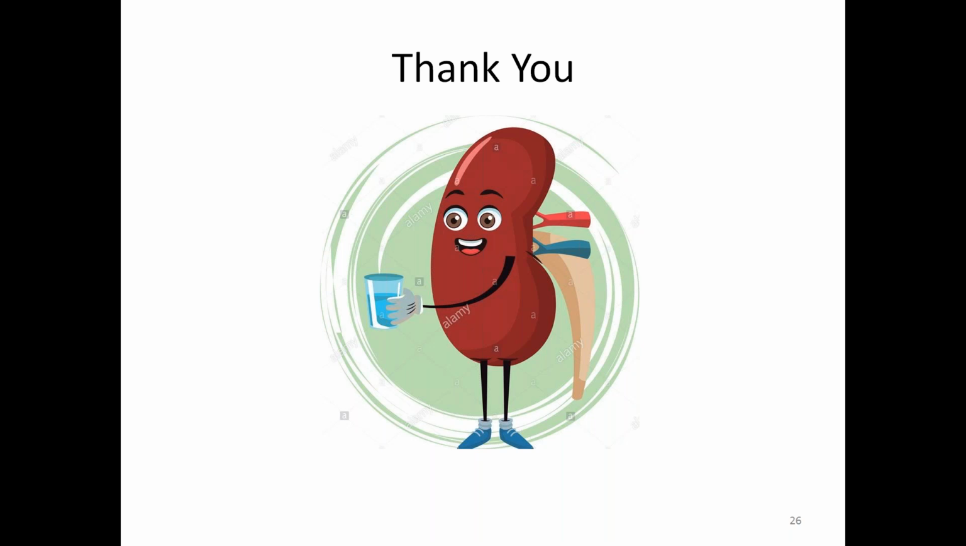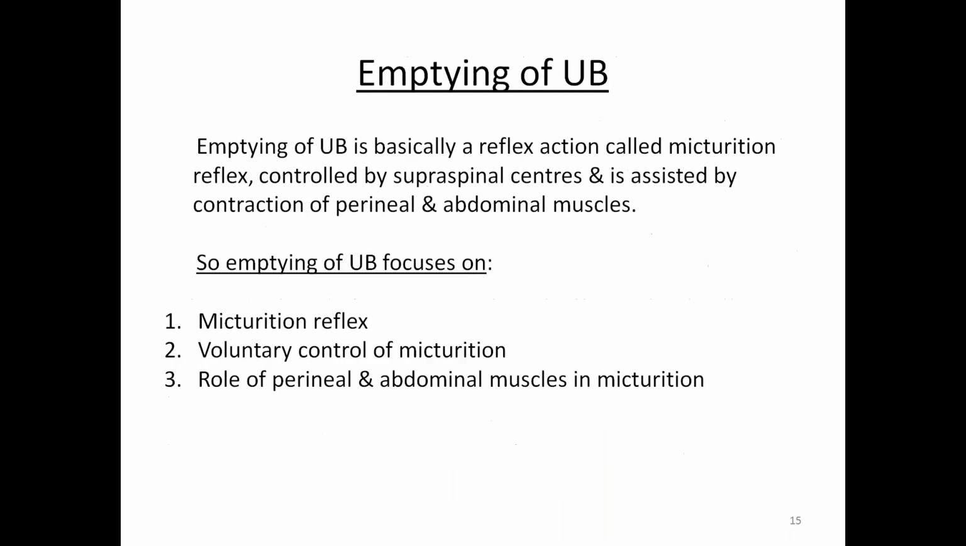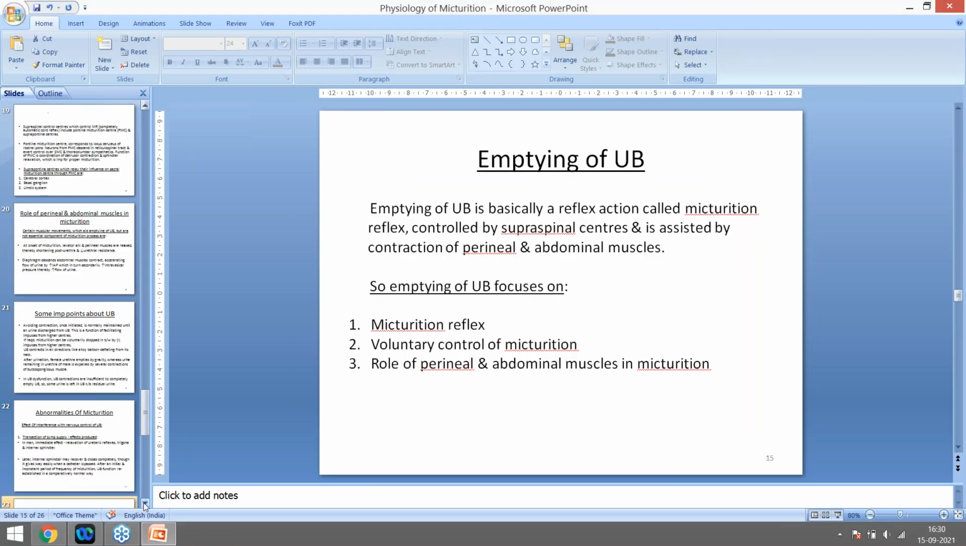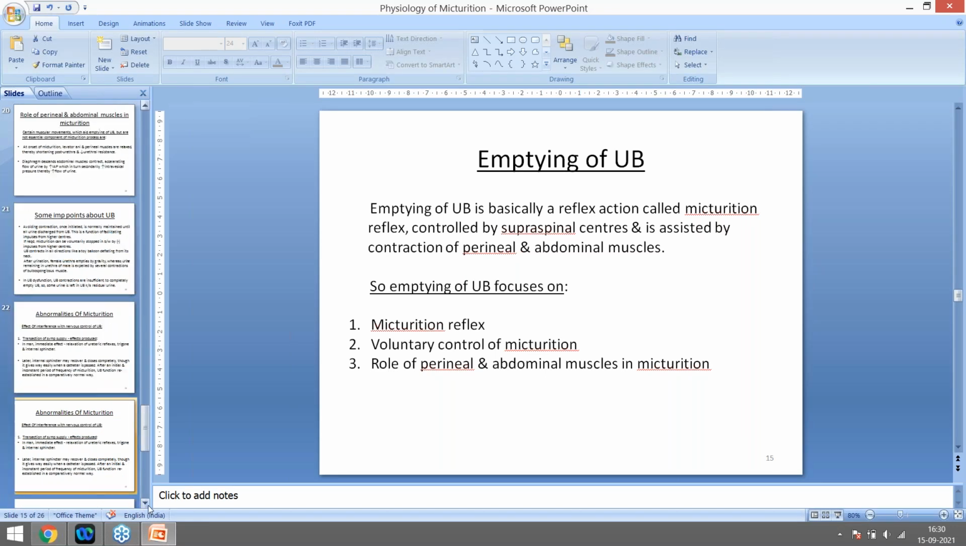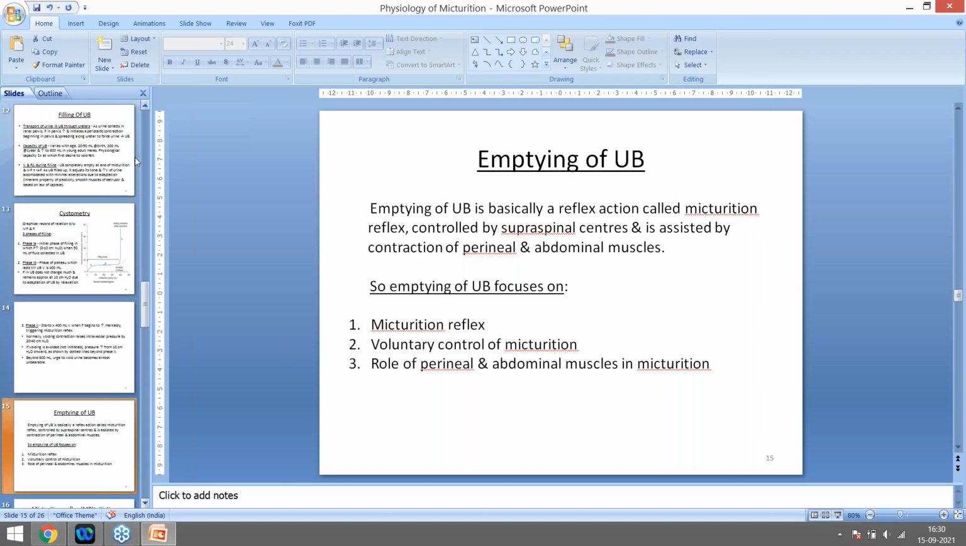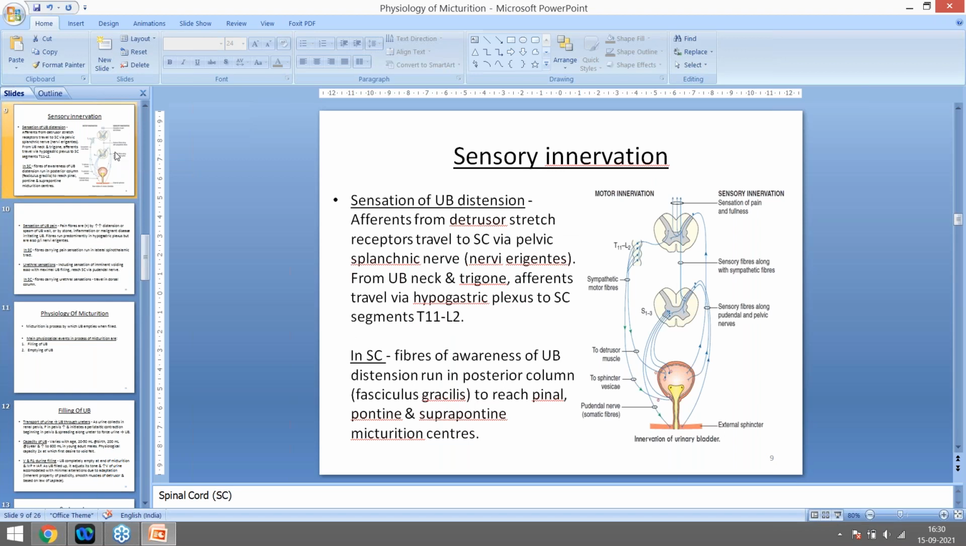So that's all that is in this chapter. I would say the important questions, as I mentioned alongside, are: you must know about the motor and sensory innervation of the bladder, along with the diagram. This one, I think now you've seen quite a few times, and I hope you have some idea of both the motor and sensory innervation.